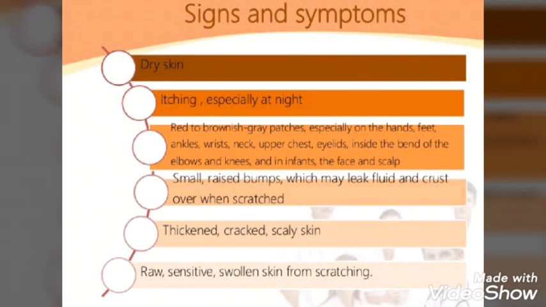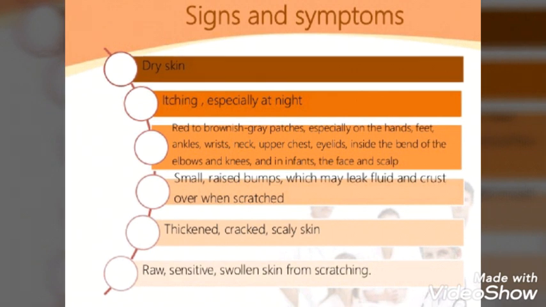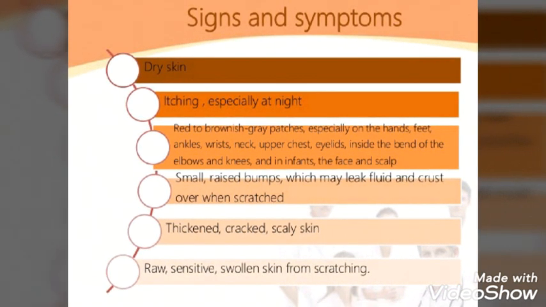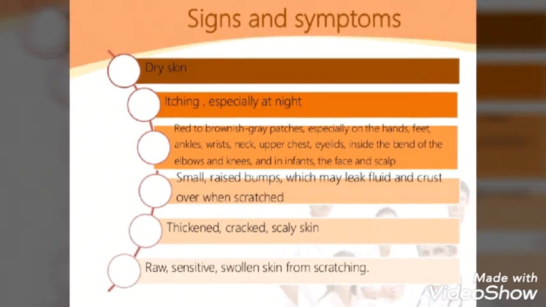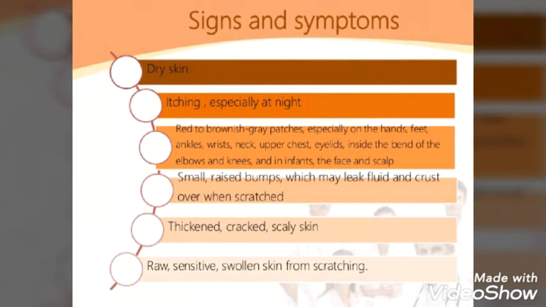Let's see the common signs and symptoms you are going to notice. Dry skin, itching, especially at night, red to brown gray patches, then small raised bumps, thickened, cracked, scaly skin, raw, sensitive, swollen skin from scratching. So these are the signs and symptoms.